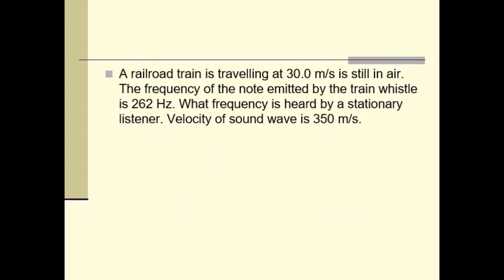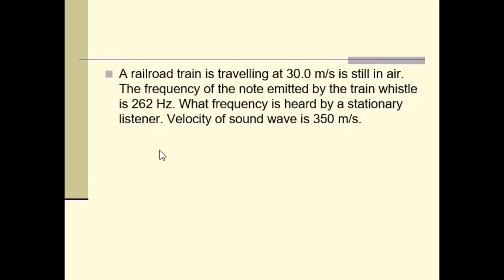Next item. A railroad train is traveling at 30 meters per second in still air. The frequency of the note emitted by the train is 262 Hz. What frequency is heard by a stationary listener, if the velocity of the wave is 350 meters per second? Okay, let's check if, for example, the listener is stationary but the train is moving towards the listener. So we'll have again an equation. Since the velocity of sound is given, we don't have to calculate for it.